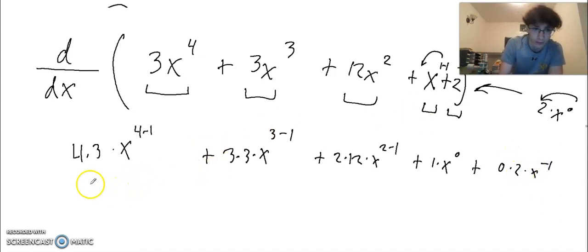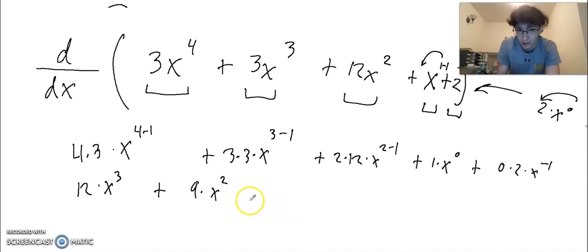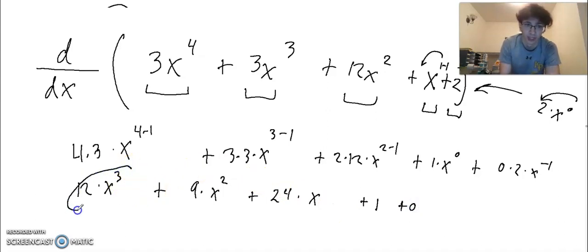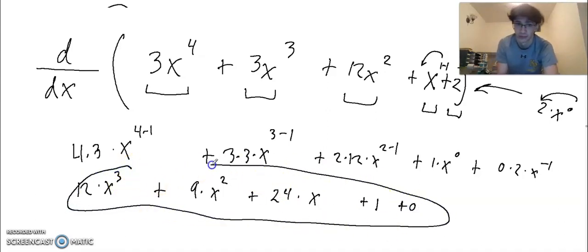And then if we do some simplifying, we get 4 times 3, that's ugly, 12 times x to the cubed plus 9 times x to the squared plus 24 times x plus 1 plus 0. And that would be our answer. So it's just one example, but in that example we had 5 different subsections, so I think it made it pretty clear. Let me just check my work, make sure it's correct before we move on, because I was going a little fast.